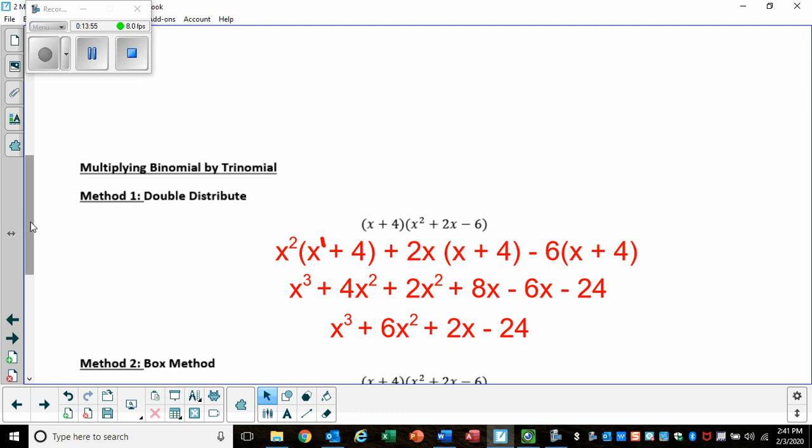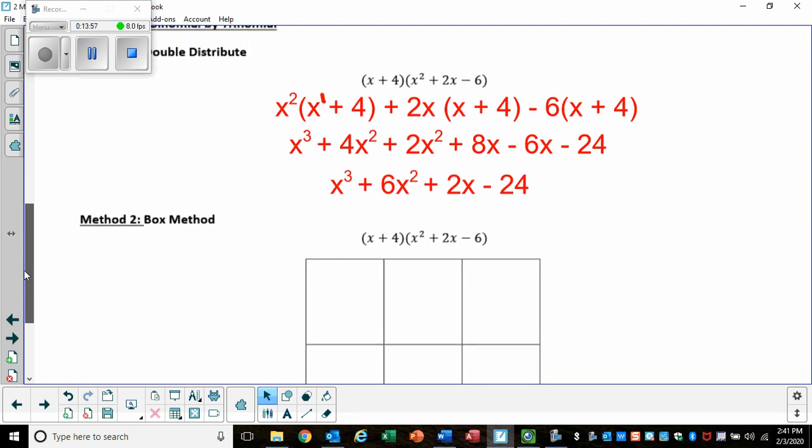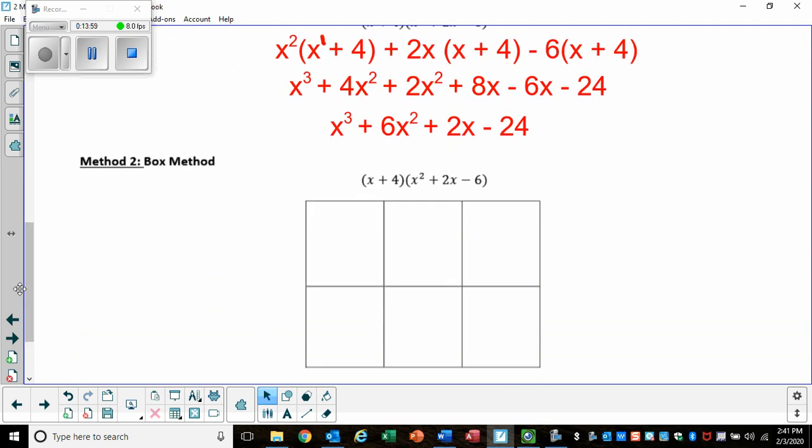Okay? The next method is using the box method again. So because I'm doing a binomial, I'll make it 2 high, and a trinomial, I make it 3 boxes wide. Okay? Then I fill in the sides, so an x and a positive 4. An x squared will go up here. A 2x will go in the middle, and a negative 6 will go on the end. And then I just go ahead and multiply.